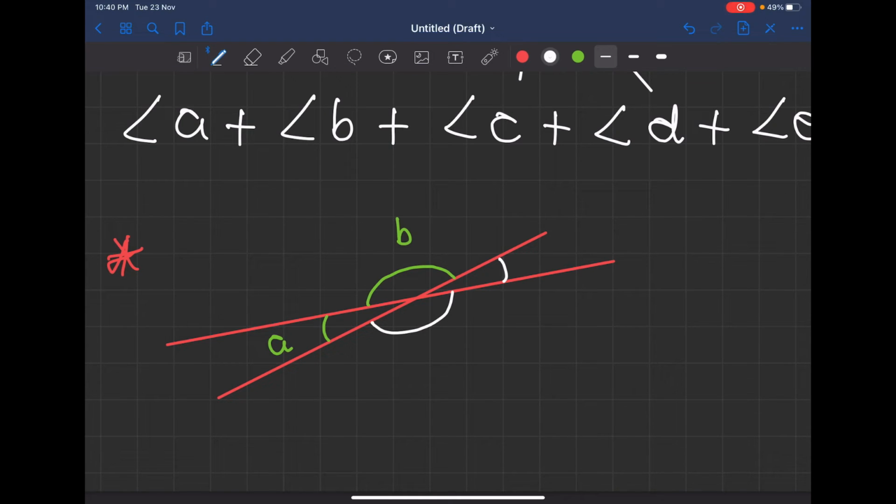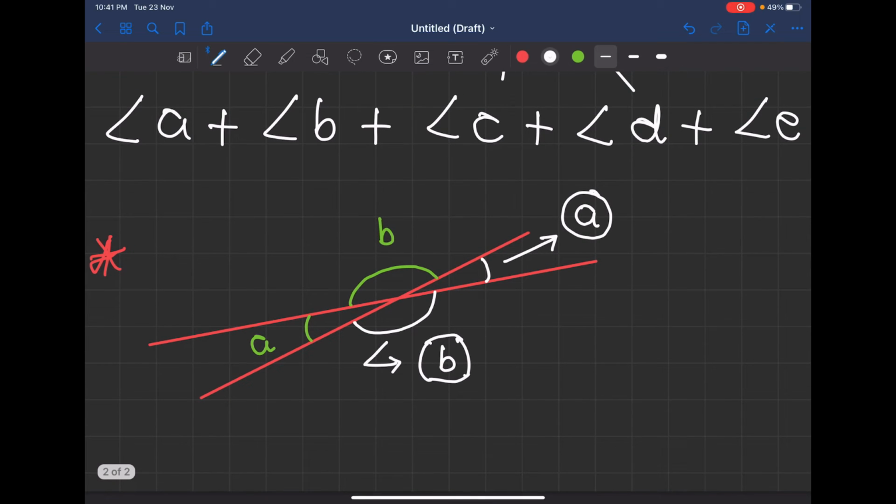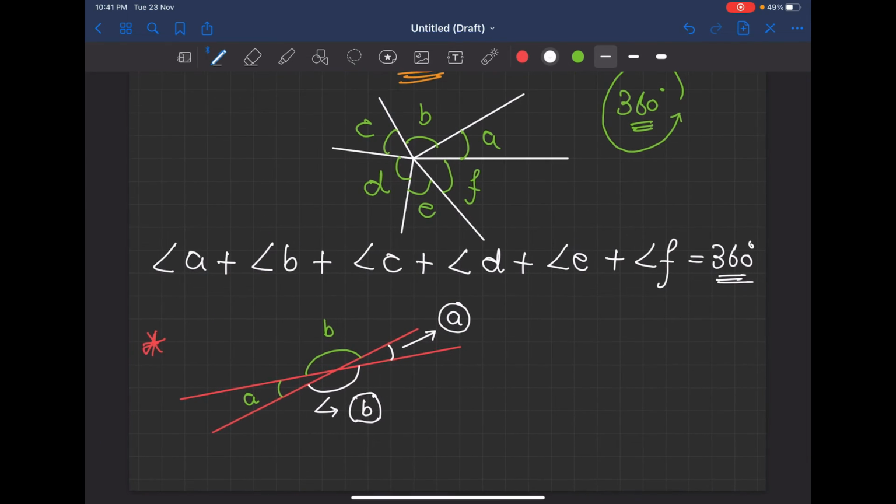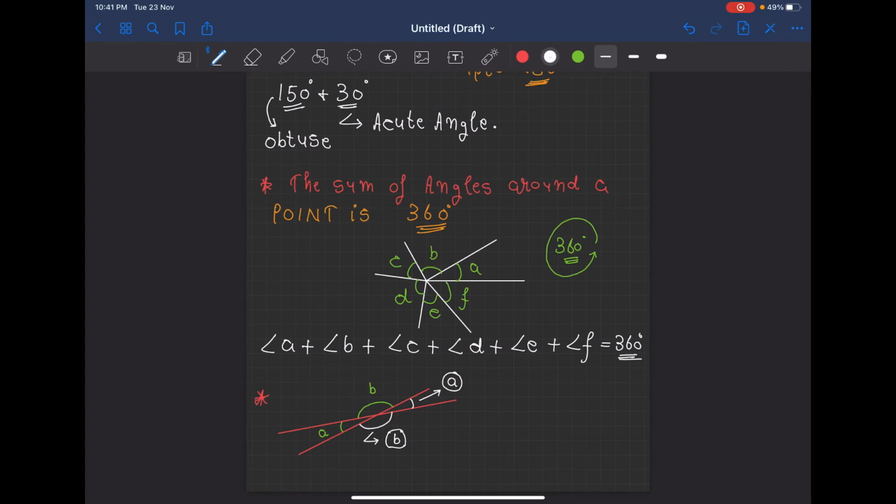So the rule states that vertically opposite angles are equal whenever lines intersect, which means this angle will also be equal to angle A. Why? Because it's vertically opposite to angle A, and this angle will also be equal to angle B because it's vertically opposite to the same. Okay, so it's a good property, guys. You need to remember this. It can be asked, and it is asked in many of the IGCSE past papers, as simple as this example. So make sure you don't mess it up.